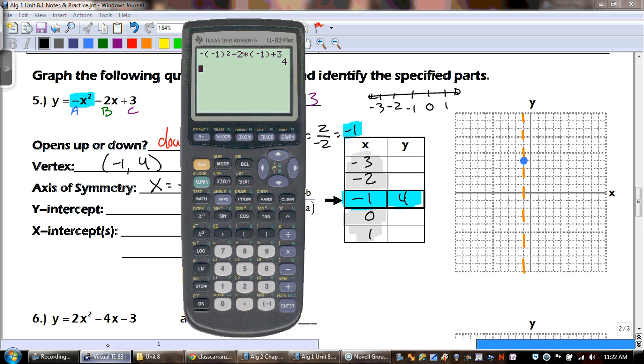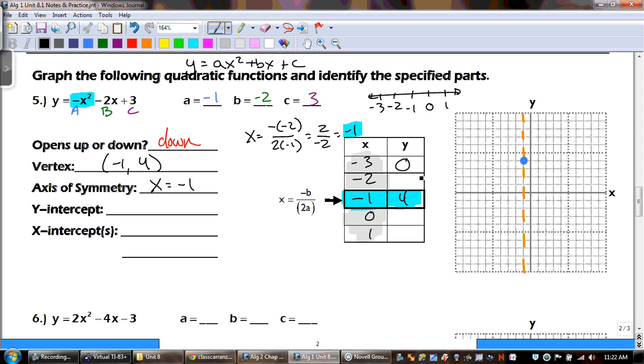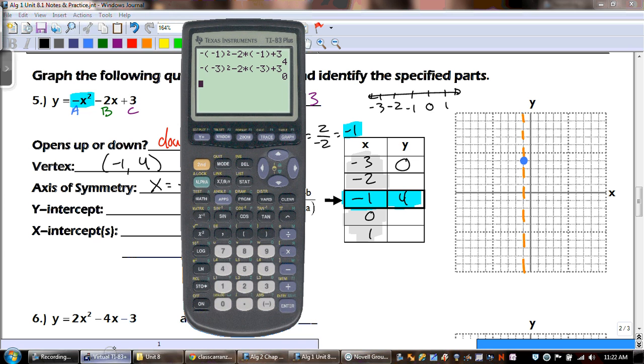Now the only thing I'm missing are my other points. To figure that out, we're just going to plug it in. We've got -3 squared minus 2 times -3 plus 3. And when you plug that in, you should get 0. And we're going to do it one more time, except now we're going to plug in -2.